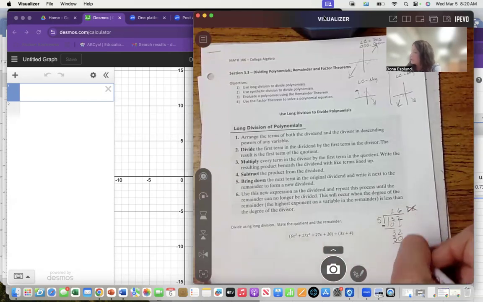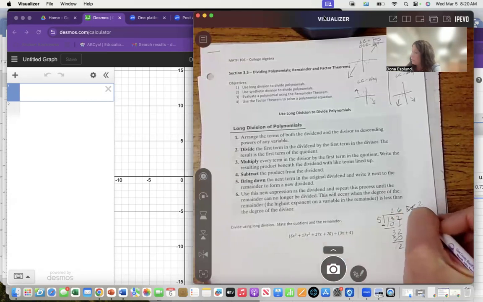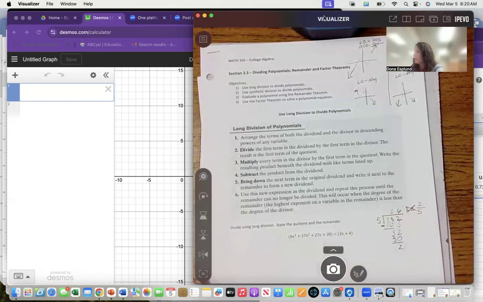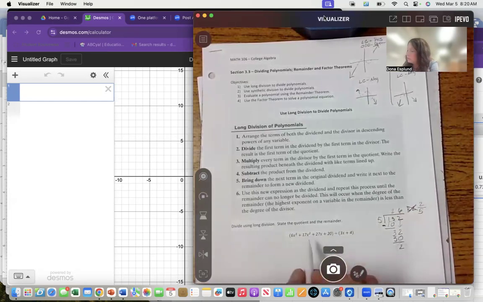2 over 5, right? So our remainder, which is 2, divided by what we're dividing it by, which is going to be 5. Okay, so in other words, when I do a long division problem, I'm still going to do the same thing.